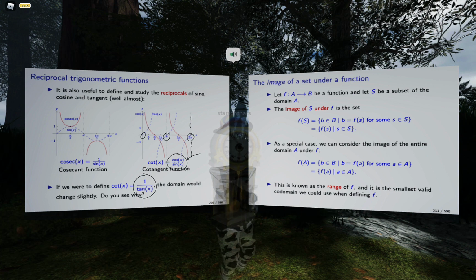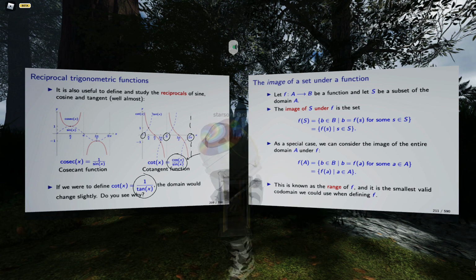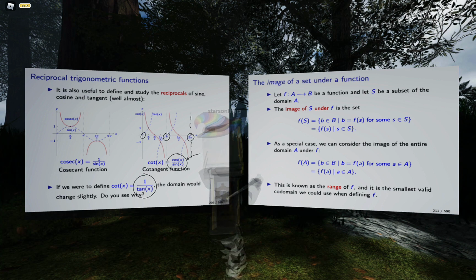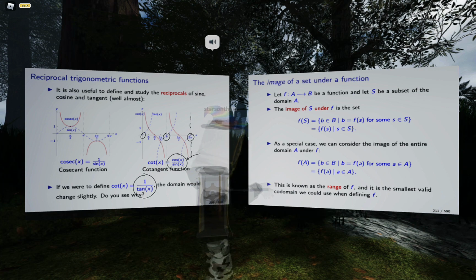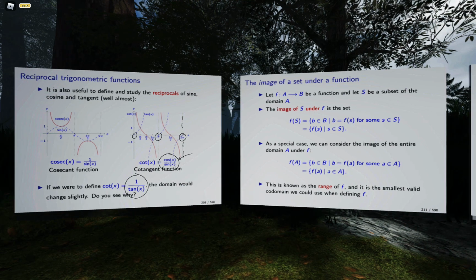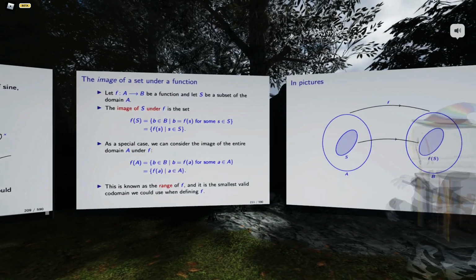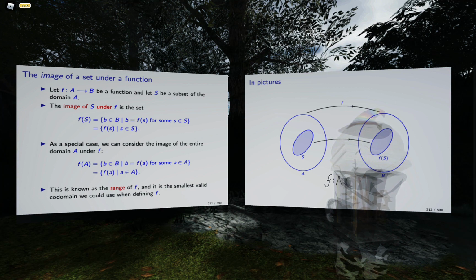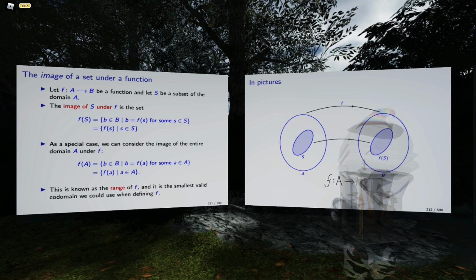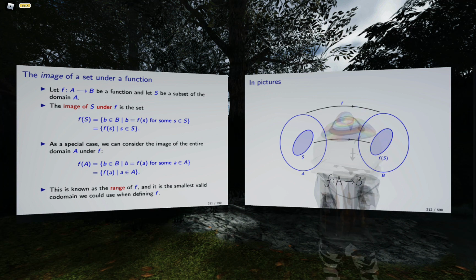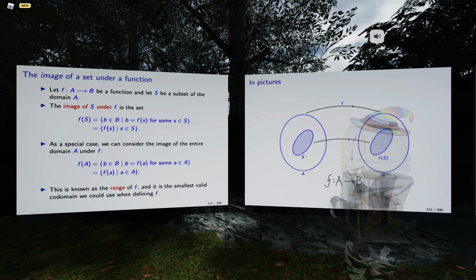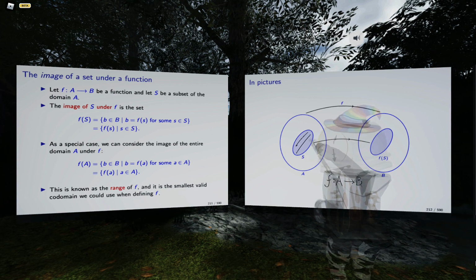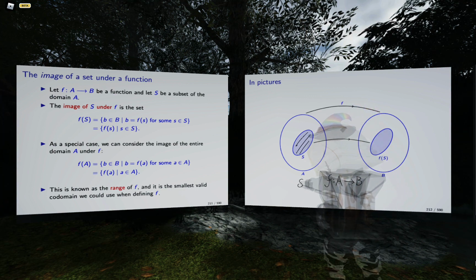So we're going to talk about injectivity and surjectivity. And to do that, I need to introduce the idea of the image of a set under a function. And maybe the best way to do that is to start with this beautiful diagram here. So we're going to consider a function f with domain A and codomain B, and we're going to take S to be some subset. Could be the whole thing.